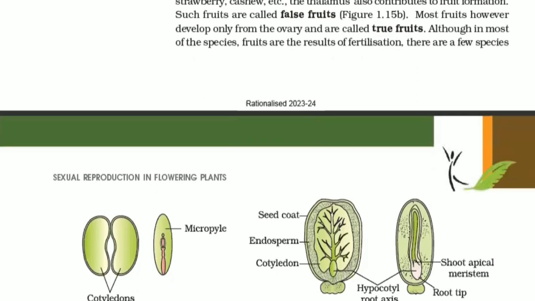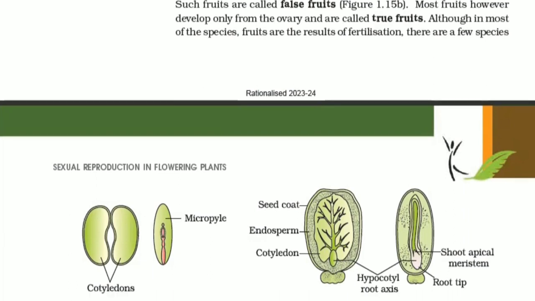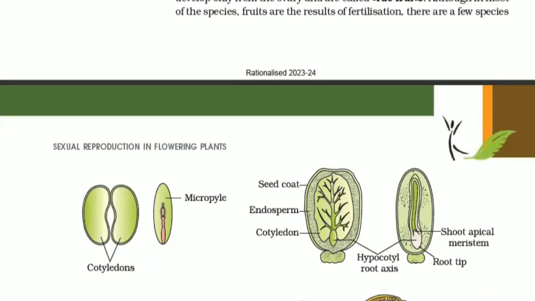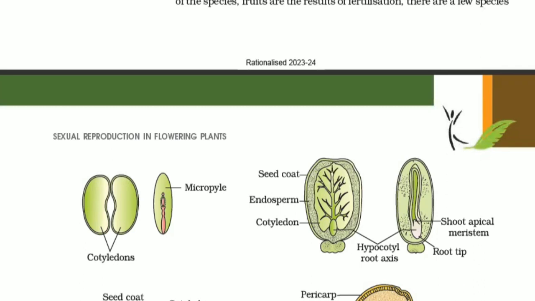In most plants, by the time the fruit develops from the ovary, other floral parts degenerate and fall off. However, in a few species such as apple, strawberry, cashew, etc., the thalamus also contributes to fruit formation. Such fruits are called false fruits, as shown in figure 1.15b. Most fruits, however, develop only from the ovary and are called true fruits.